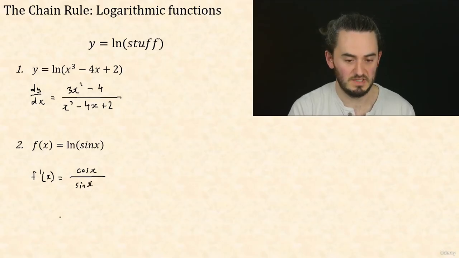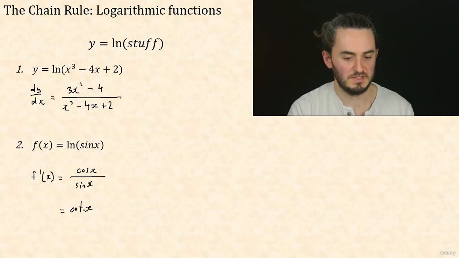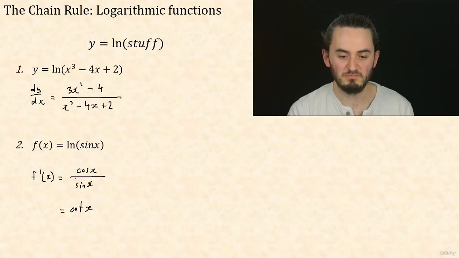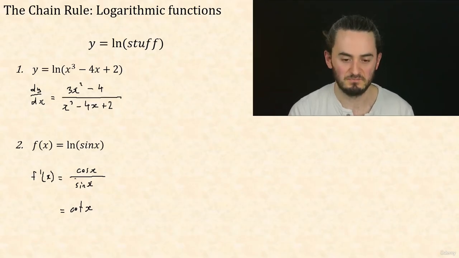And that, as you might recognize, is cot x, which is pretty cool if you think about it, because if we differentiate ln of sine x, we get cot x. So the flip side of that is that the integral of cot x is a logarithmic trig function, which is nice because lns felt like it was a long way away from trigonometry. They didn't seem like they had much in common, but here's a link.